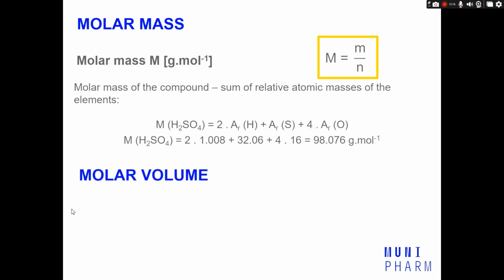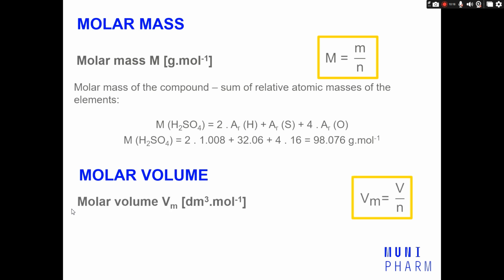Another molar quantity is the molar volume. It is an equivalent of the molar mass, and its unit is cubic decimeter per mole. The formula for the calculation of molar volume is the volume divided by the amount of the substance. What is really important to mention here is that we use this quantity and this formula only in connection with gases, never for liquids, even though we know the volume of a liquid.